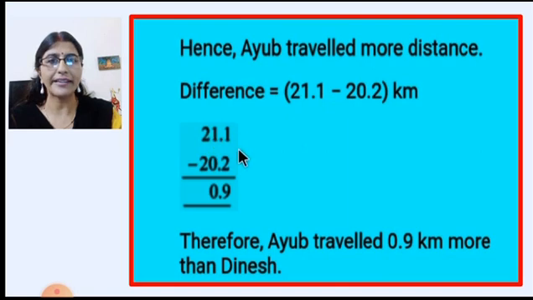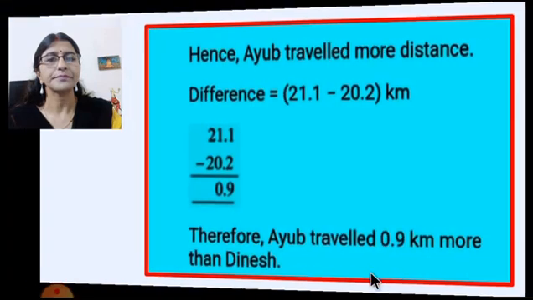So let us write in this way and then we'll subtract. You know subtraction of decimal numbers. This 1 will become 11. 11 minus 2 is 9. Now this 1 minus 1 will become 0. This also 0. So answer is 0.9. Therefore, Ayub travelled 0.9 kilometer more than Dinesh. So this is the way you have to work out.